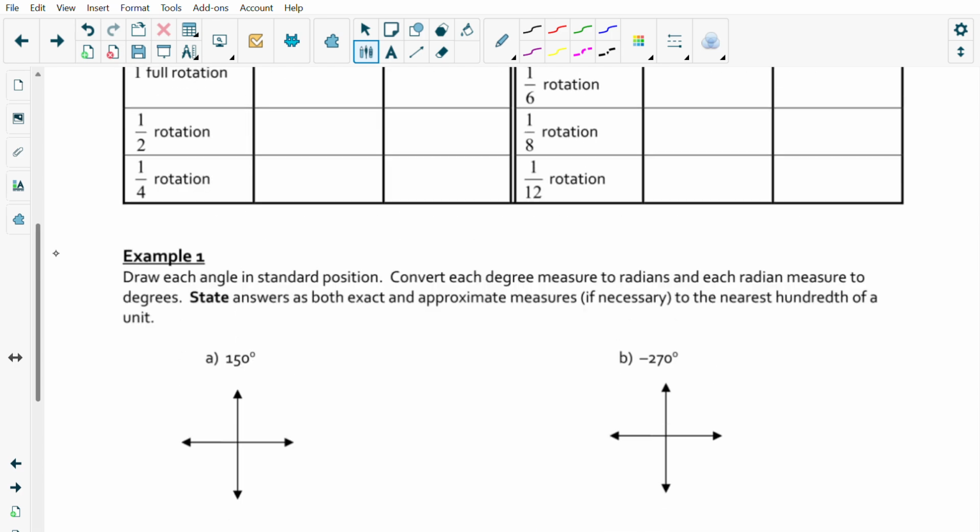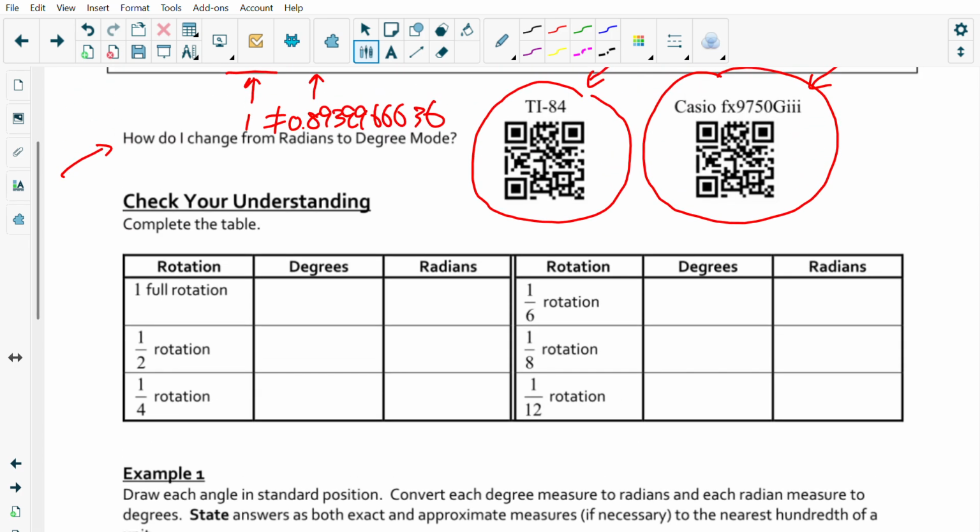All right, let's check our understanding here. Let's complete the table. One full rotation in degrees is 360 degrees. That's 2 pi radians. Half rotation, 180 degrees. That's pi radians. A quarter rotation, that's like a quadrant, 90 degrees, pi over 2 radians.